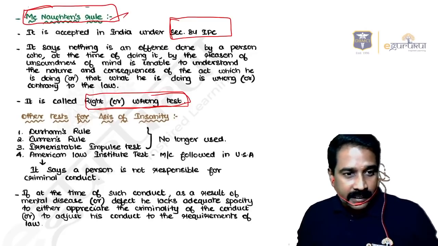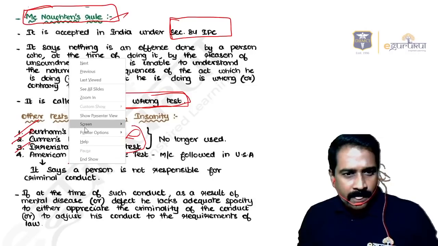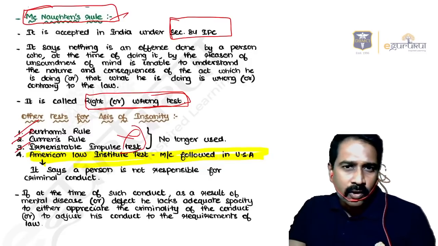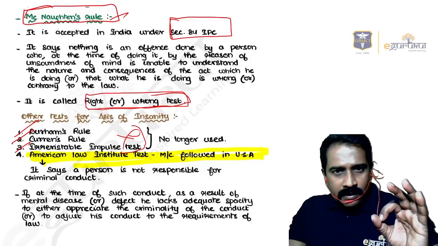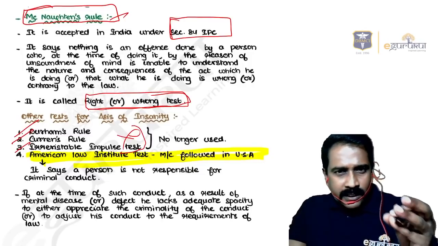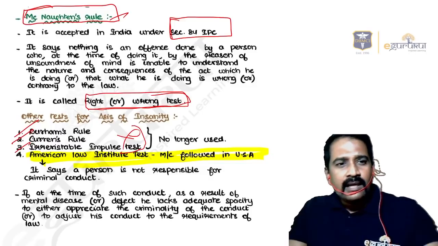Other tests for insanity: Durham's rule, Currens rule, and the irresistible impulse test. These three are no longer used; they are obsolete. The more commonly used one presently is the American Law Institute test, ALI, most commonly followed in the US. The rules laid down by the American Law Institute are the ones used for diagnosing insanity. So M'Naghten under Section 84 IPC is the right or wrong rule; ALI is still in vogue. The three obsolete ones are Durham's, Currens, and the irresistible impulse test.